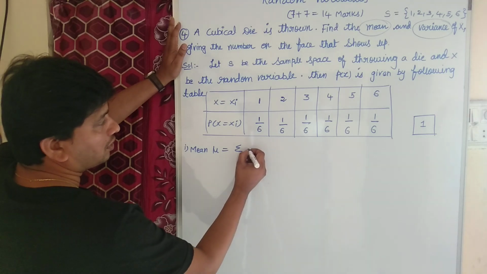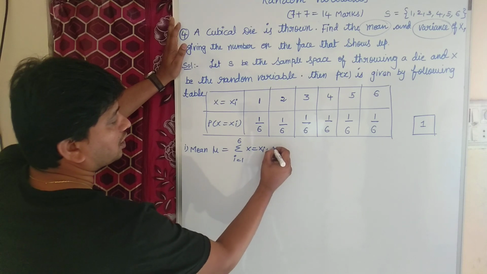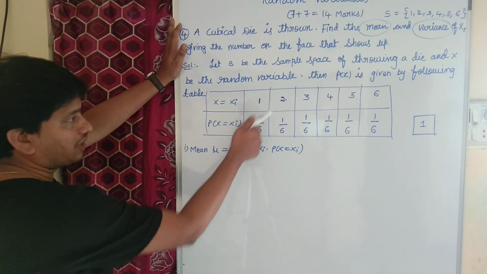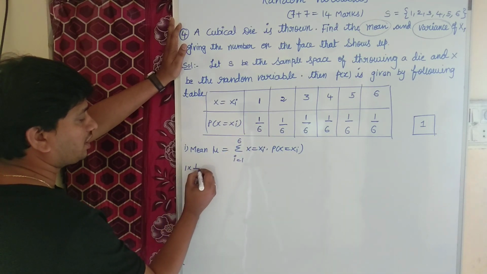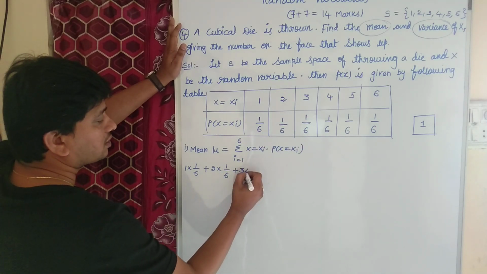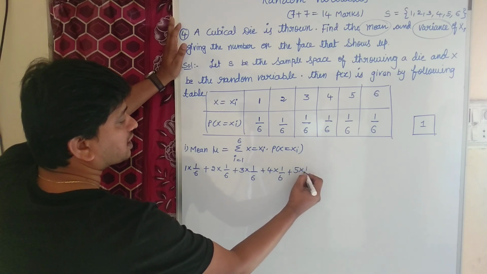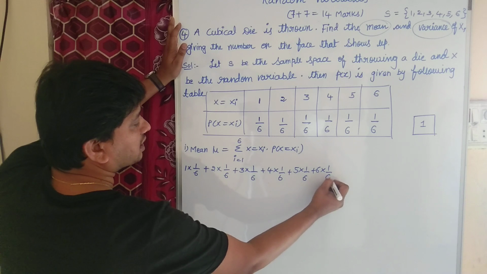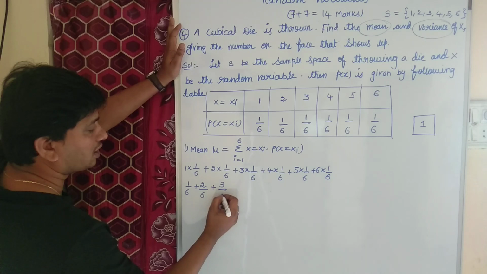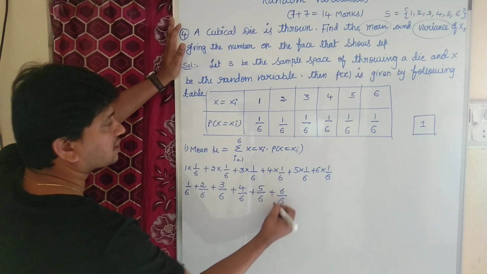Sigma x equal to xi, that is number 1 to 6 into p of x equal to xi. Simply we should multiply these two. 1 into 1 by 6 plus 2 into 1 by 6, 3 into 1 by 6 plus 4 into 1 by 6 plus 5 into 1 by 6 plus 6 into 1 by 6. So 1 by 6 plus 2 by 6 plus 3 by 6 plus 4 by 6 plus 5 by 6 plus 6 by 6. Right?